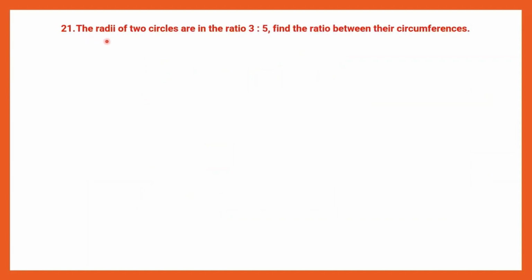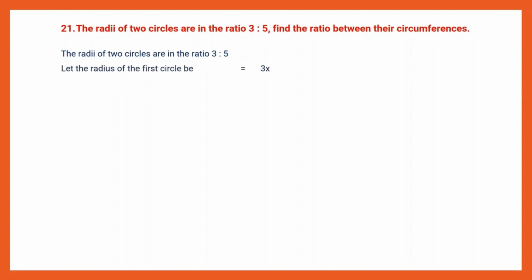Question 21. The radii of two circles are in the ratio 3:5. Radii is the plural for radius. Find the ratio between their circumferences. Okay, so we've been given the ratio of the radii. So now let's carry on. The radii of two circles are in the ratio 3:5. This is given to us already.